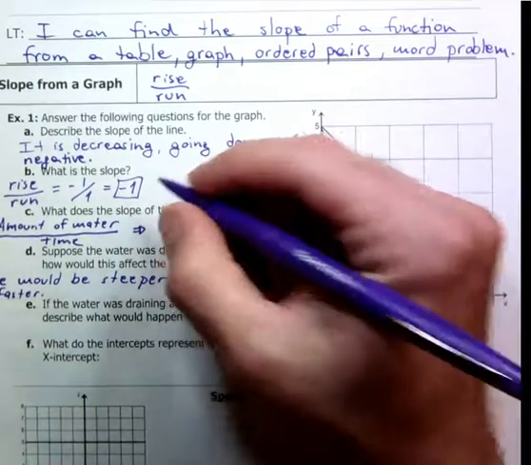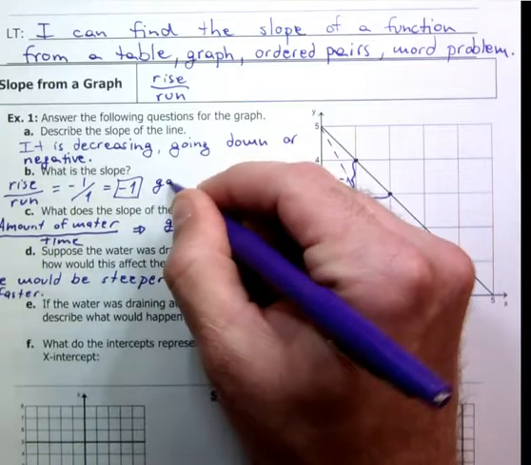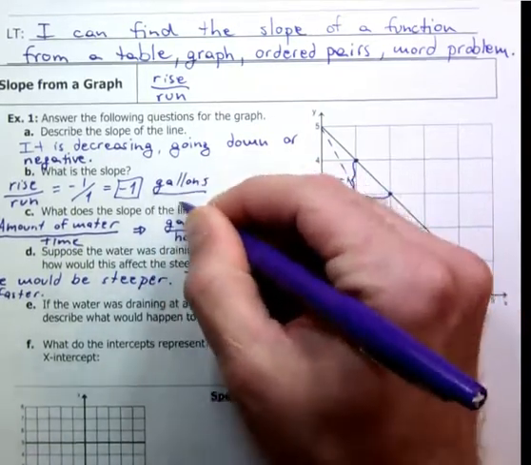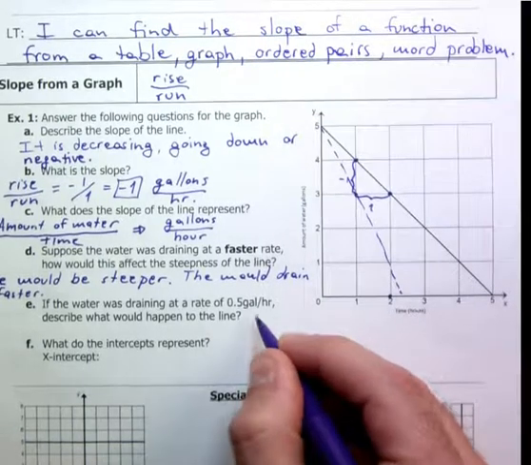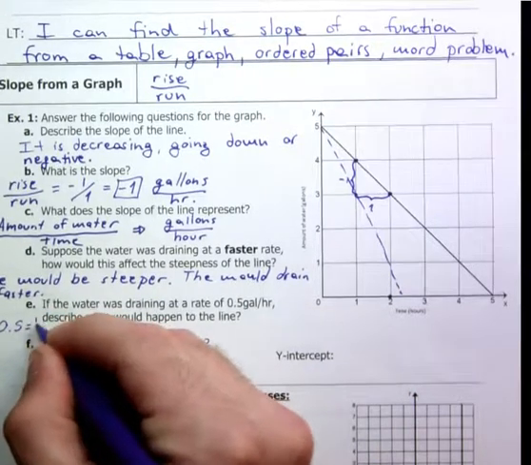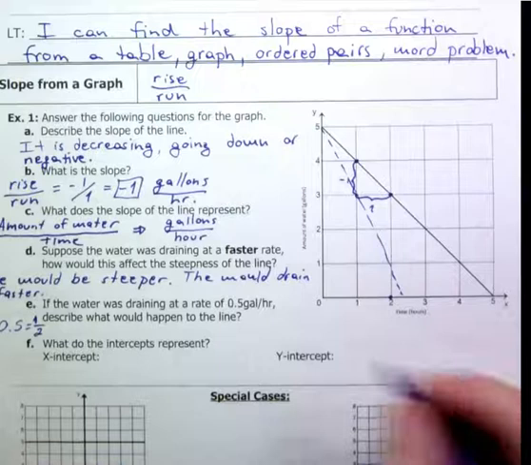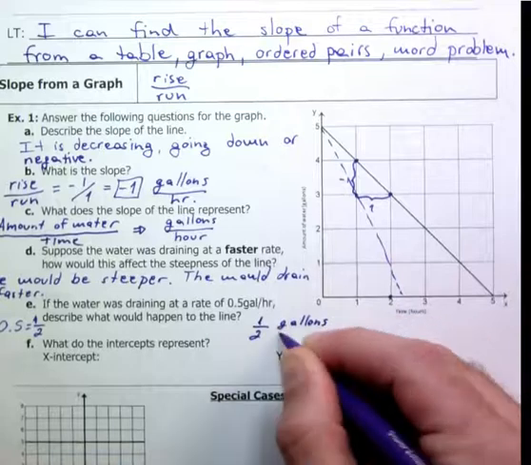So right now, we calculated that the water is draining at 1 gallon per hour. What would happen if the water was draining at a rate of 0.5 gallons an hour? 0.5 is equal to 1/2. So our new slope would be 1/2 gallons per hour. How would that affect our line?